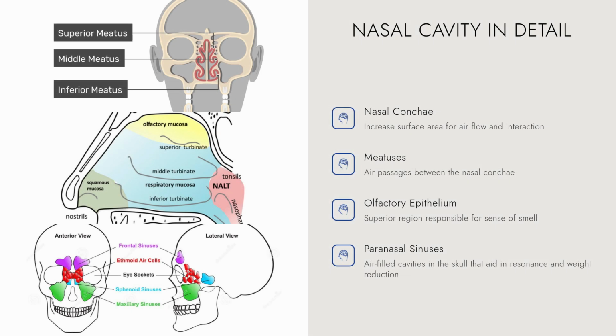The nasal cavity. The nasal cavity is a complex structure. The nasal conchae, three bony projections, create turbulence, increasing the surface area for air to be filtered, warmed, and humidified. The meatuses are the air passages between them. The olfactory epithelium in the upper cavity detects smells, while the paranasal sinuses, which include the frontal, maxillary, ethmoid, and sphenoid sinuses, lighten the skull and aid voice resonance.